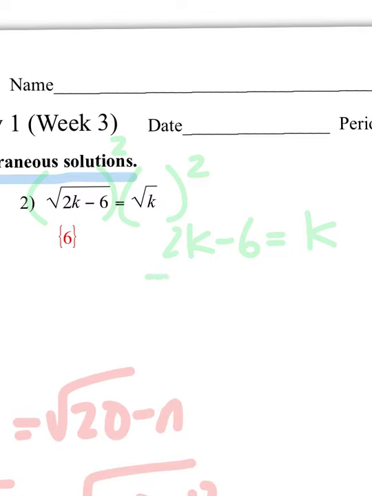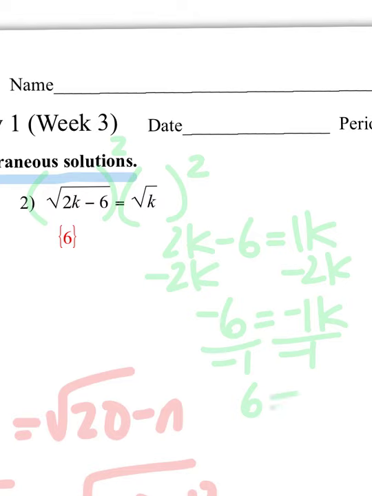We're going to subtract our 2k to the other side. I'm going to get negative 6 equals negative 1k. And I can't have a negative 1 there. I'm going to divide it out. And 6 equals k.